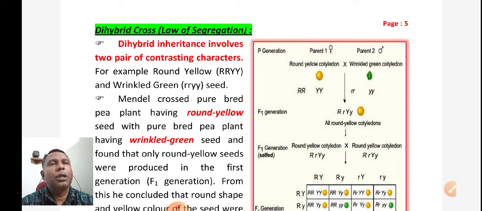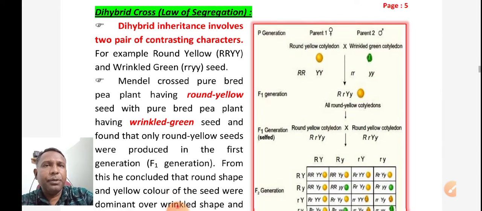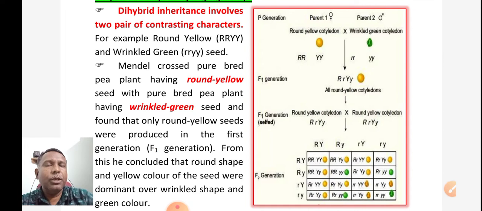For example, round yellow, that is capital R, capital Y, and wrinkled green, small r and small y seeds. Mendel crossed a purebred pea plant having round yellow seeds with a purebred pea plant having wrinkled green seeds and found that only round yellow seeds were produced in the F1 generation. From this, he concluded that round shape and yellow color of the seed were dominant over wrinkled shape and green color.